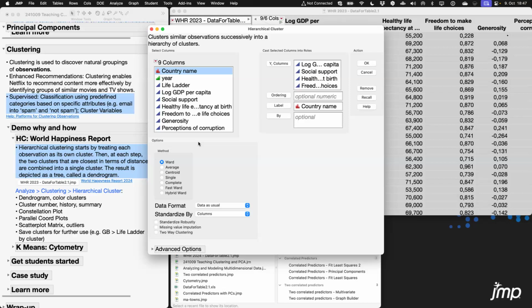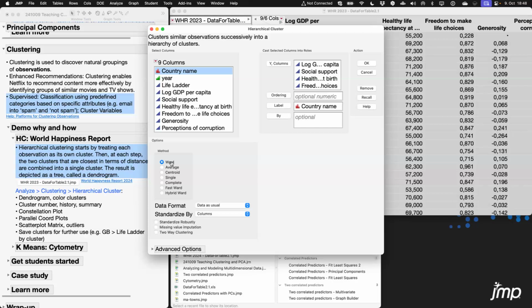Each cluster has a single observation, and then the algorithm combines the two closest, most similar clusters, in this case, two observations. Then it has a cluster with two, and then it looks for the next cluster which can be combined and added, or the next two clusters which have the smallest distance. And how to calculate the distance?